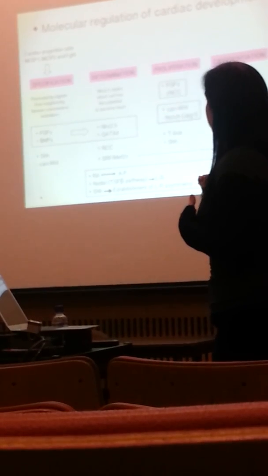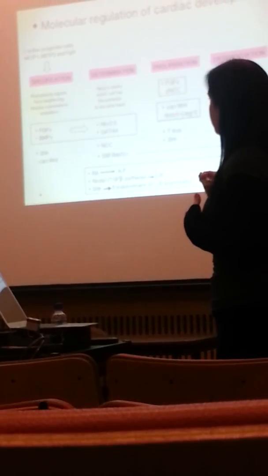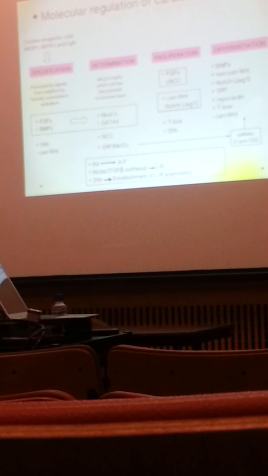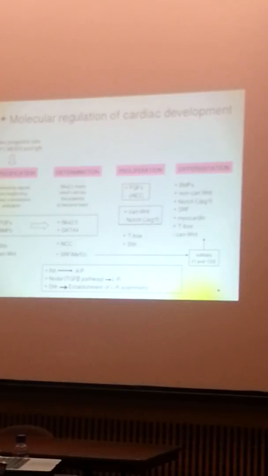Canonical Wnt signaling as well, and Notch signaling, for example, will control this canonical Wnt. T-box transcription factors as well. They are involved in proliferation, specifically TBX1. It's one of the genes that we study in the lab, and Sonic hedgehog as well.